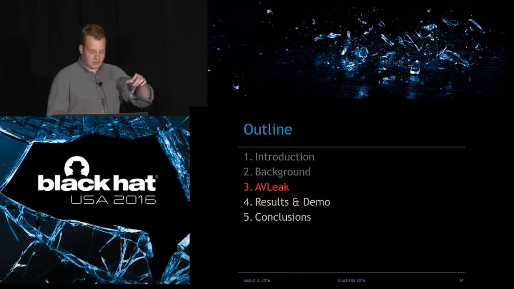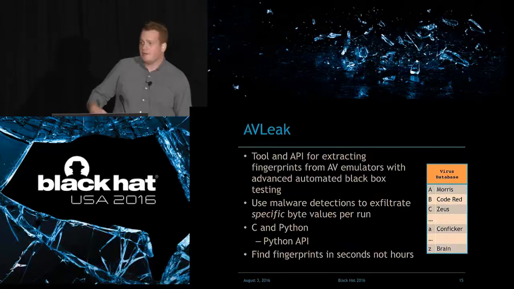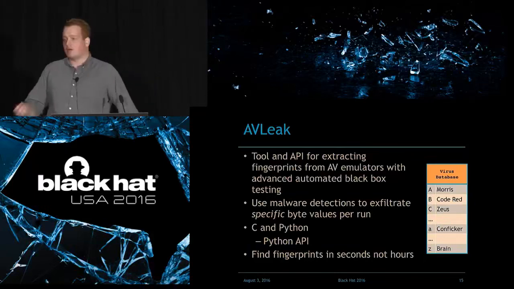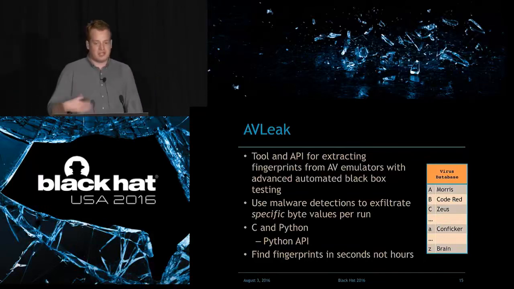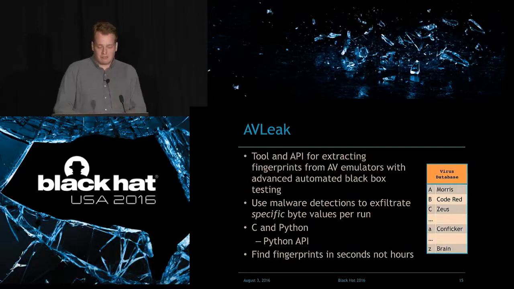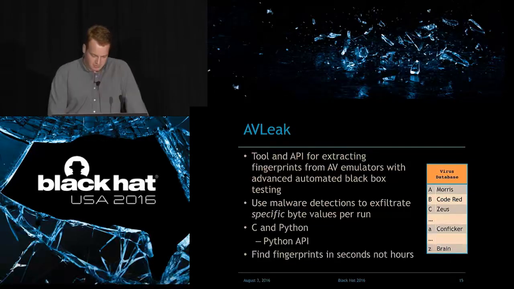And now I want to talk about our innovation, which we call AVLeak. So our innovation on this prior approach is that we exploit arbitrary malware detections to exfiltrate arbitrary specific byte sequences with each run, each scan. We built this tool in C and Python, and we create fingerprints in hours, not seconds. I want to show you what this looks like.